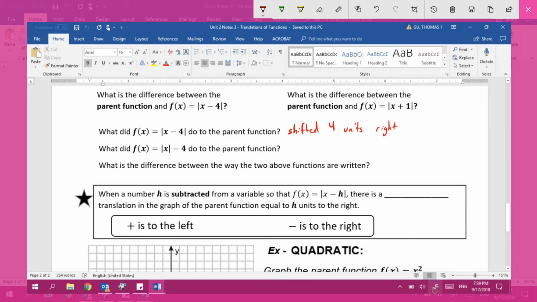The next one, what did f of x equals the absolute value of x, minus 4 do to the parent function? That's the example on the front page. And you'll see that that one shifted 4 units down. So notice our equations are almost the exact same. We've got the x, we've got the negative 4, but somehow the translation was different between these two equations. So what do you think is the difference between the way the two functions are written that might account for the difference?